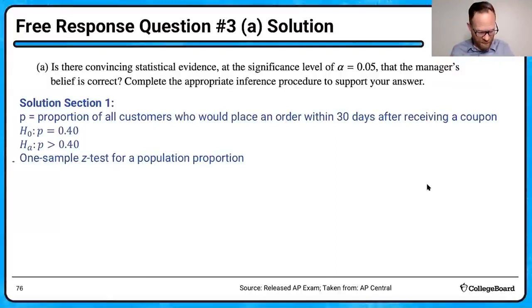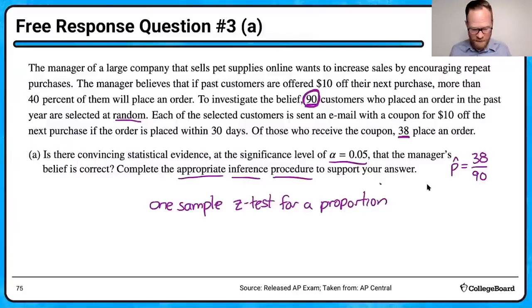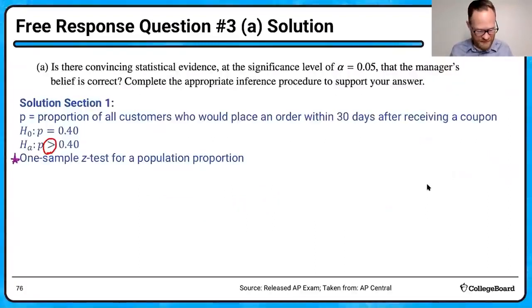You'll notice that we have identified the type of procedure, which we just talked about, and then we've provided the hypotheses. The null hypothesis says that P is equal to 0.40, and the alternative says that P is greater than 0.40. Now, this means this is a one-sided test, and there is some wording in the question that indicates why. If I go back to the question, we see that the manager thinks that more than 40% of them will place an order, more than 40%. That's exactly what you see right there in the alternative hypothesis.